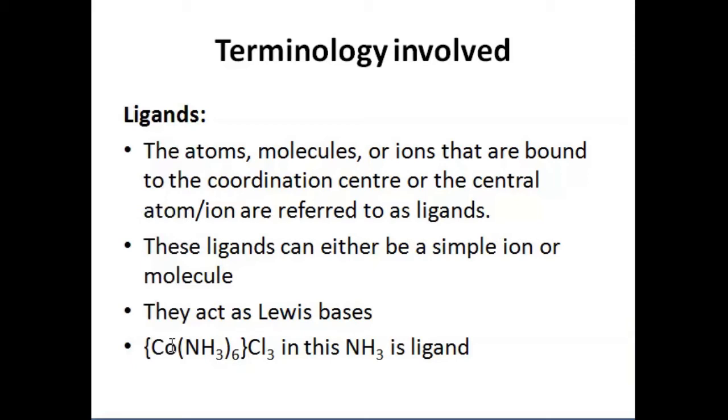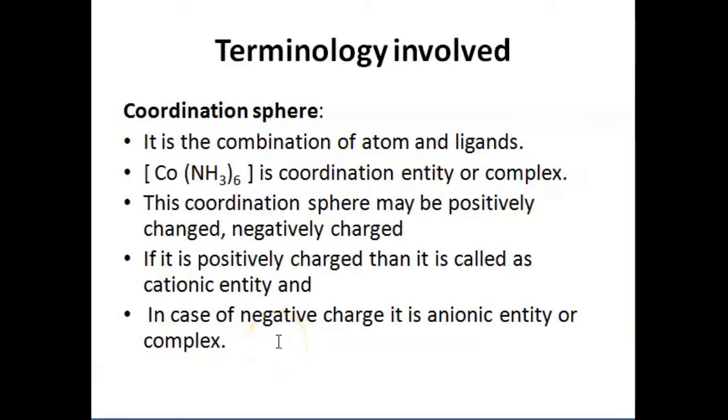In order to write or name a coordination compound, it is very important to understand the terms involved in it. The next term is coordination sphere. This is the combination of central atom and ligands. So, [Co(NH3)6] is the coordination entity, or we could say a complex. The coordination entity may be positively charged or negatively charged. If it is positively charged, it is called a cationic entity. In case of negative charge, it is an anionic entity or complex. Where we have the combination of atom and ligand, we call it the coordination sphere.